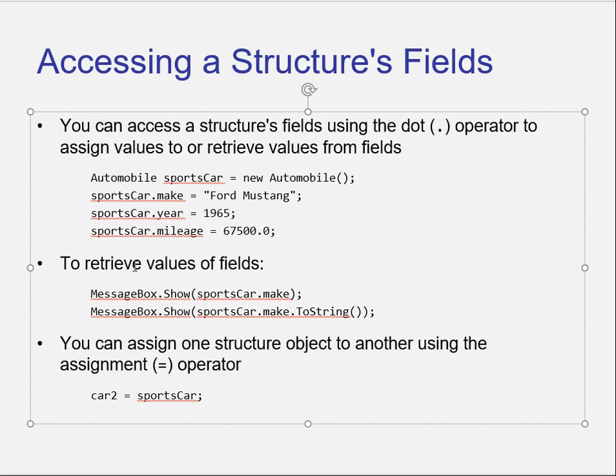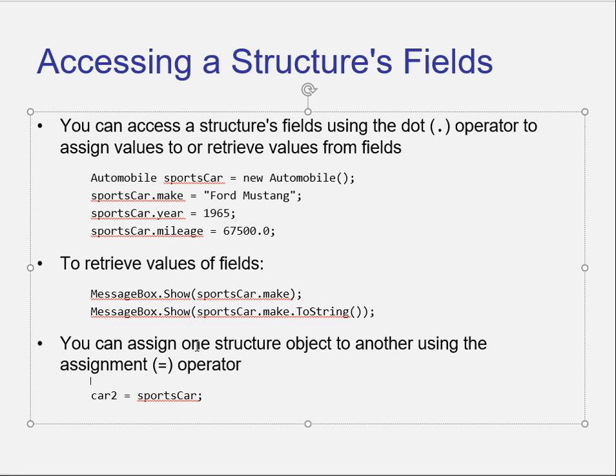Now, to retrieve the values from the fields once we've assigned them, we can simply utilize the variable name, sports car, and the make, which is a particular field. That would come back and say this is the Ford Mustang in that case. In this one over here, we'd want to convert that back into a string so that we can output it into the message box. Now, I think it's already a string, and I think both of these would work in that case.